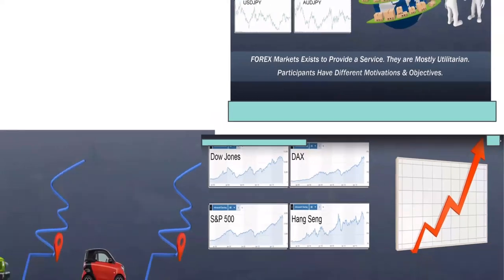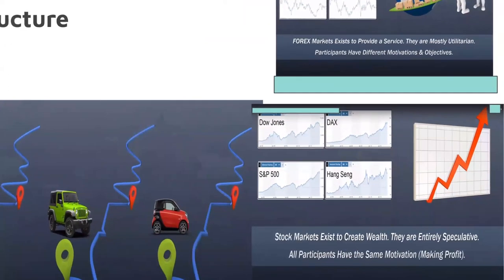The forex market is also the most liquid. However, the stock market exists to create wealth. They are entirely speculative, that is, all participants have the same motivation. When it comes to the stock market, everyone wants to make profit. And of course, stock markets are quite illiquid compared to the forex market. When we're talking about liquidity, simply put, that is money. The money in the forex market daily is trillions of dollars, as we all must know.